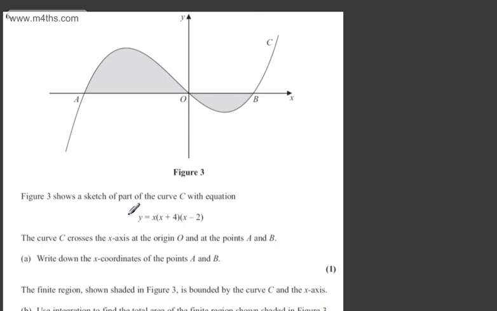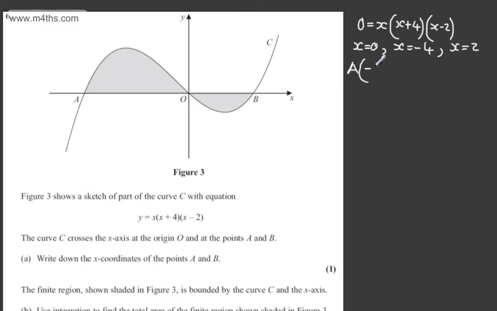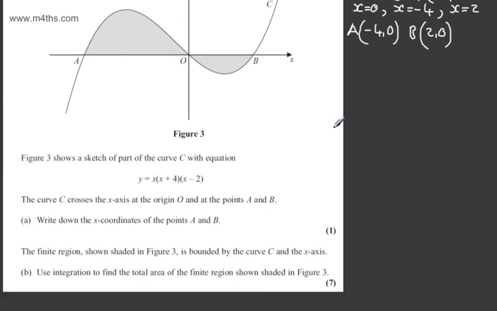The x-coordinates will be where y is equal to 0. So we can write now 0 will be equal to x multiplied by x plus 4 multiplied by x minus 2. If we go ahead and solve this, we can see that x is equal to 0, which is the origin, x is equal to minus 4, which is A, or x is equal to 2, which is B. I'm going to write now that A has the coordinates minus 4, 0, and B has the coordinates 2, 0. We're only asked for the x-coordinates, so we can say A is minus 4 and B is 2.